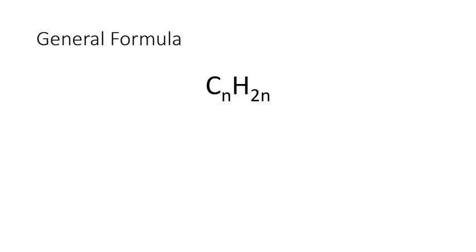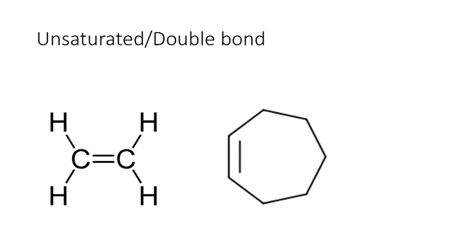Alkenes. Alkenes have a general formula of CnH2n. They are unsaturated compounds, meaning they have a double bond in them. As you can see here, ethene has a double bond, and is not completely saturated with hydrogen. This classifies for any alkene or any cycloalkene.